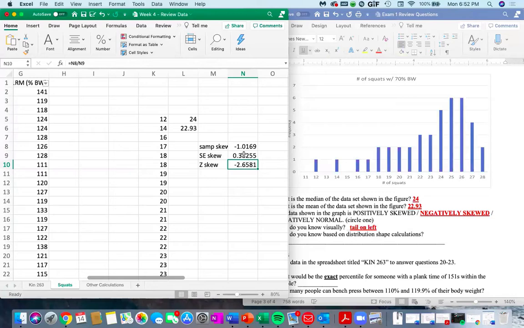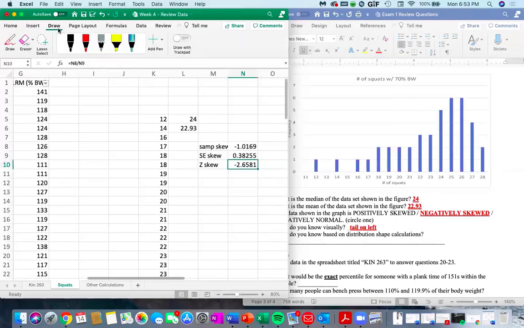Okay. What are we looking for, or what do we want if we have a normal distribution? Greater than -2. Well, within -2 and 2. There we go.